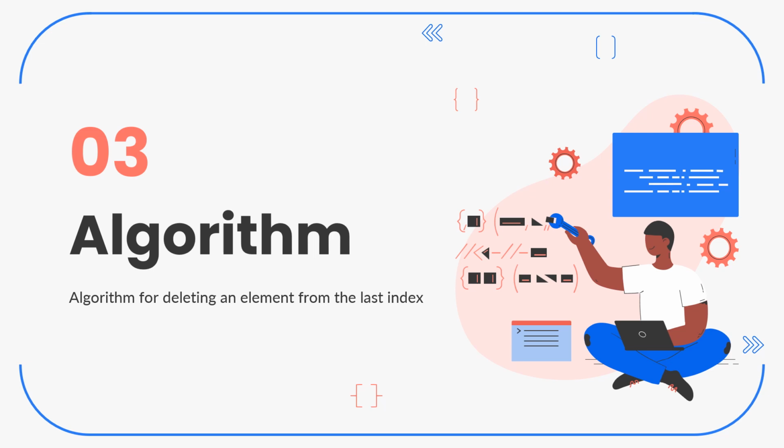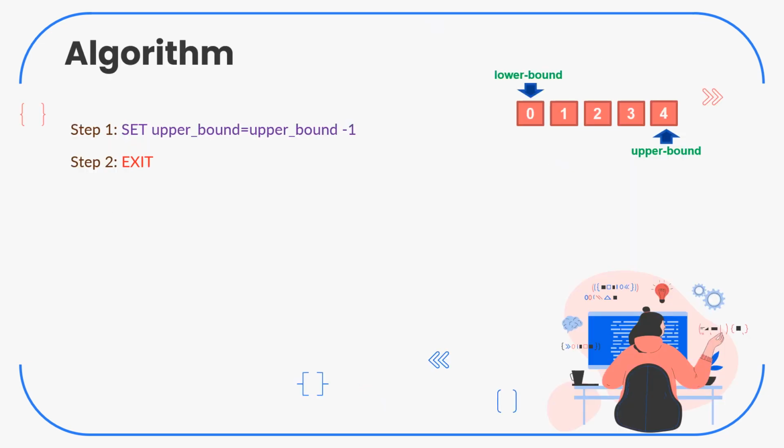Here, we will learn about the algorithm to delete an element from the last index of the array. The algorithm for deletion is simple. Just change the upper bound of the array. The upper bound refers to the last index containing a value.